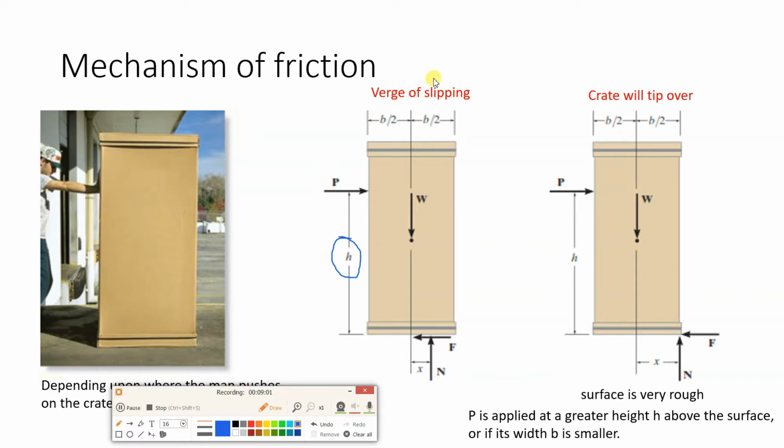So what is the condition of slipping? When the coefficient of friction is small. When the coefficient of friction between the contacting surfaces is large, the crate will tip over. The second condition is that if the effort is applied at a considerable height from the ground, it will also tip over. Why? Because this effort P creates a moment about this point, so this point will be lifted and the block will tip over like this.